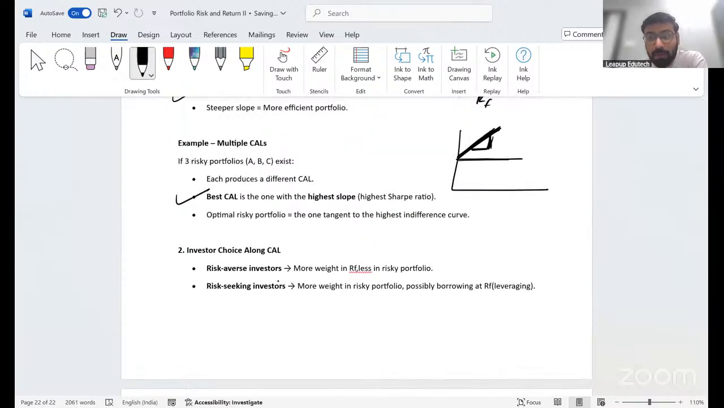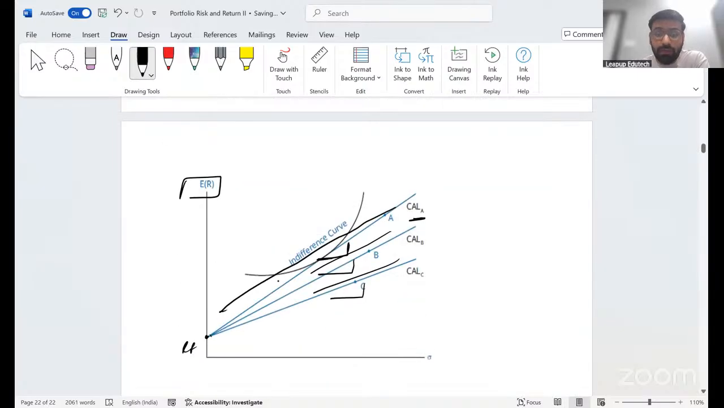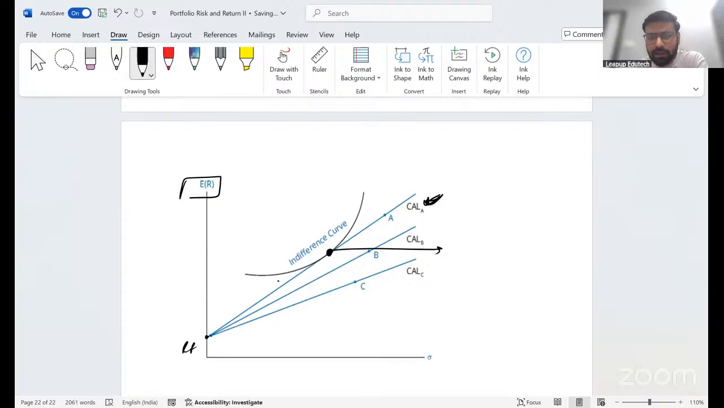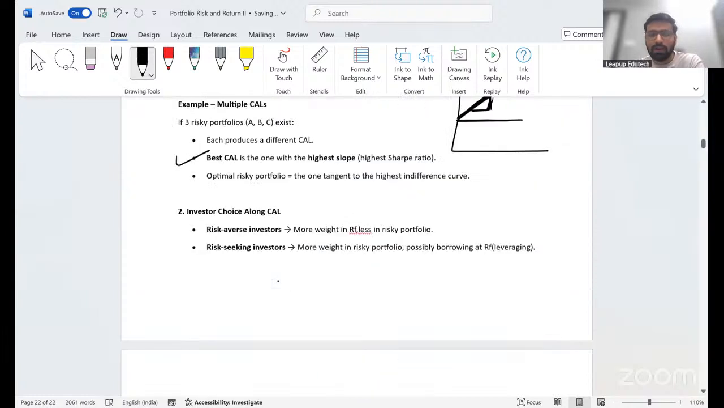And what will be the best portfolio here for you to be invested in? Which one is going to be the best combination? Sir, CAL A is the best CAL for us. We do understand. But which one is the best portfolio for us? The one that is tangent. So we will be somewhere here, which might be, let's say, 60% in risky asset portfolio A and 40% in the risk-free asset. Okay, sir, this is easy, I understand, there is nothing new. This is nothing else.